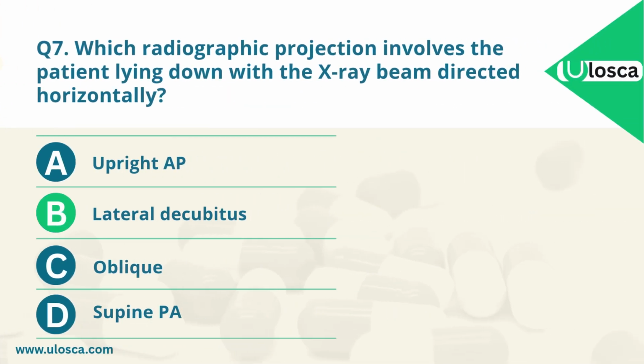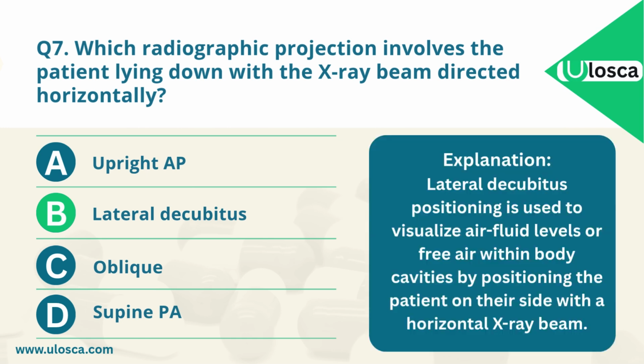The correct answer is B. Lateral decubitus. Explanation. Lateral decubitus positioning is used to visualize air fluid levels or free air within body cavities by positioning the patient on their side with a horizontal X-ray beam.